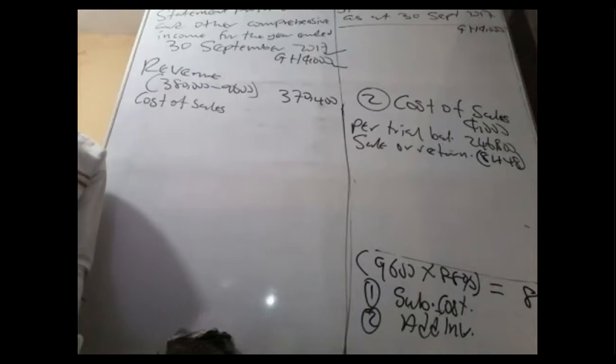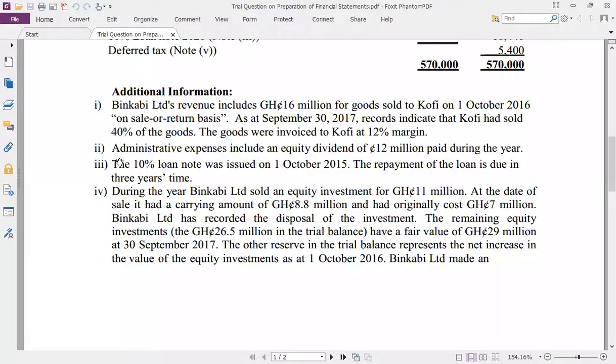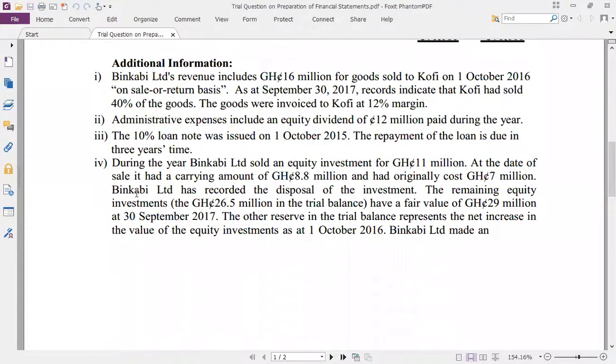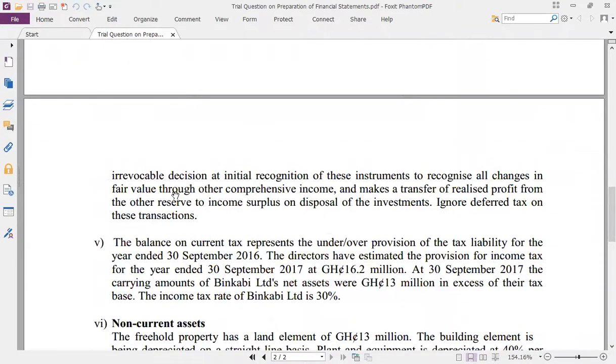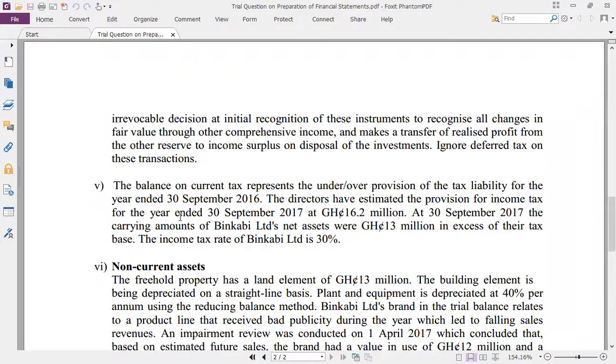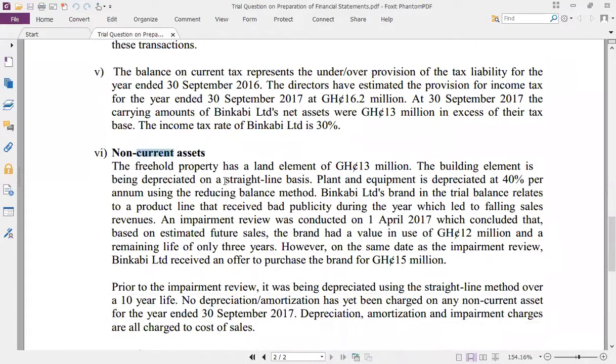Then again, anywhere you mention cost of sales can lead to where. Did we mention cost of sales in note two? No. Note four? No, we didn't mention cost of sales in note four. Note five? No. Note five, yes, we mentioned it.